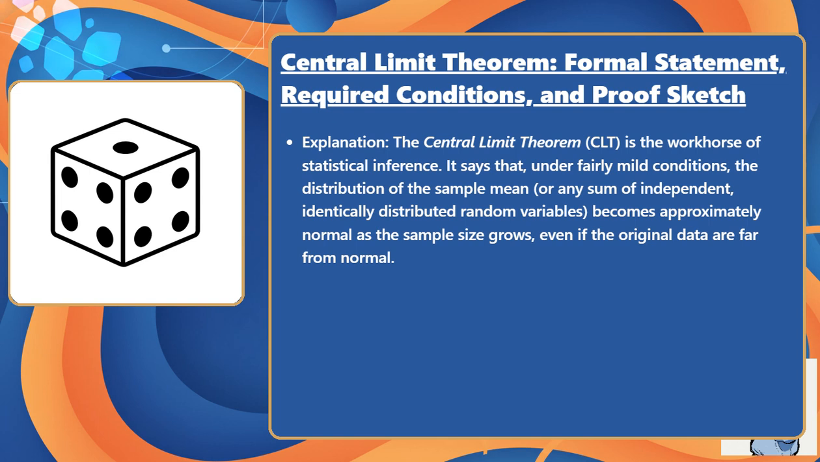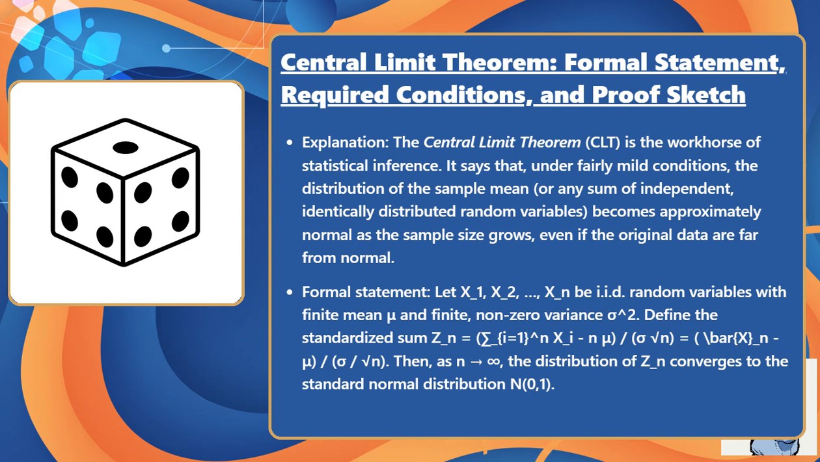Explanation: the central limit theorem, abbreviated CLT, is the workhorse of statistical inference. It says that under fairly mild conditions, the distribution of the sample mean, or any sum of independent, identically distributed random variables, becomes approximately normal as the sample size grows, even if the original data are far from normal.